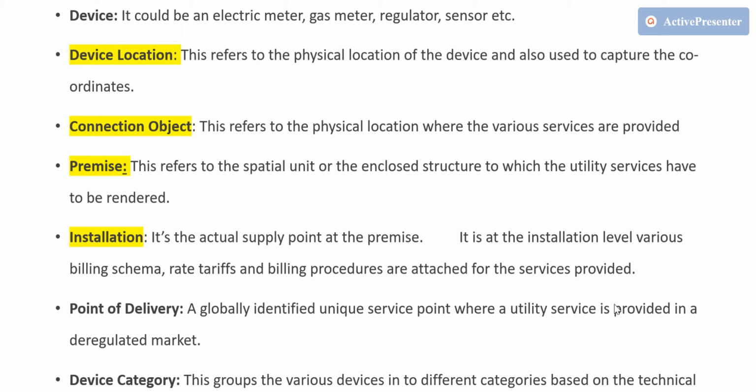Device category groups the devices. For example, you have a transformer, a device category. You have a single phase meter, a device category. You have a multiple phase meter, a device category.